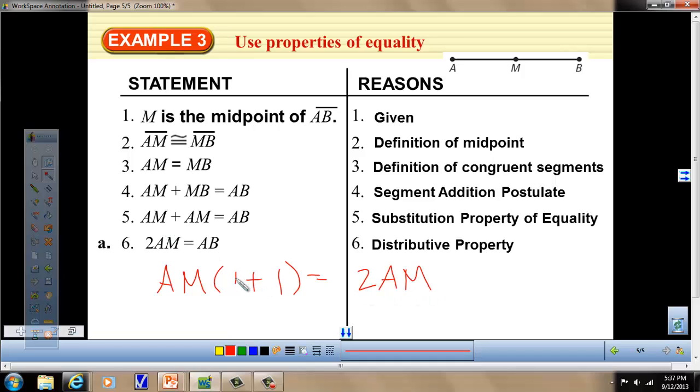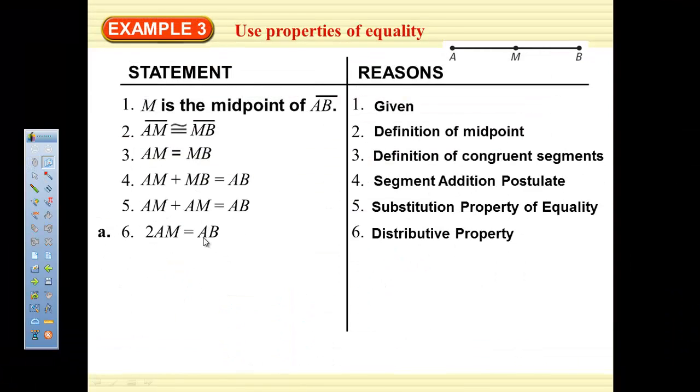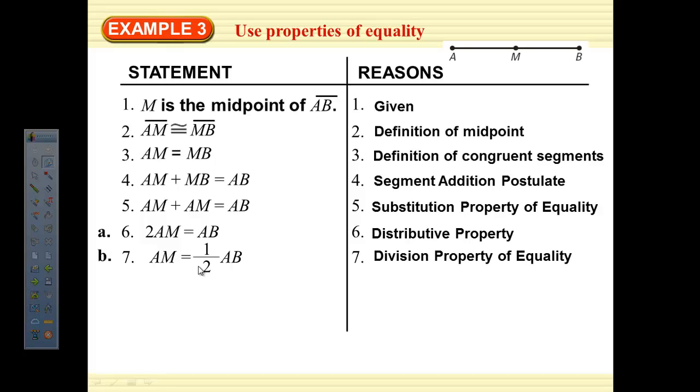So what we're doing whenever we combine like terms, what we're really doing is using the distributive property. So this is the same as this, which is the same as this. So when we go from here to here, that's distributive property. Now we want also that AM is equal to 1/2 AB. In order to do that, we'd have to either multiply both sides by 1/2 or divide both sides by 2. And so we get our answer, and our reason for that is the division property of equality. You could have also multiplied both sides by 1/2 and gotten the same answer. But in either case, we have that.